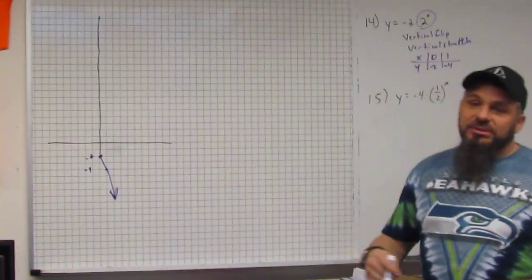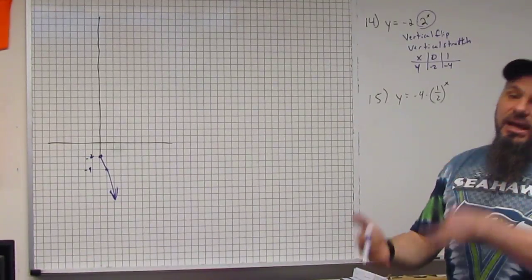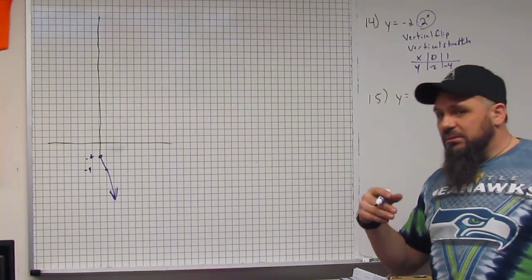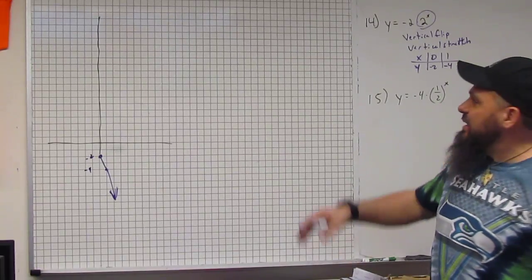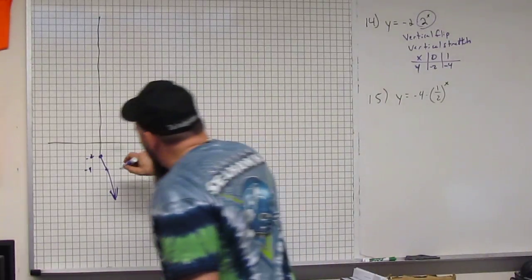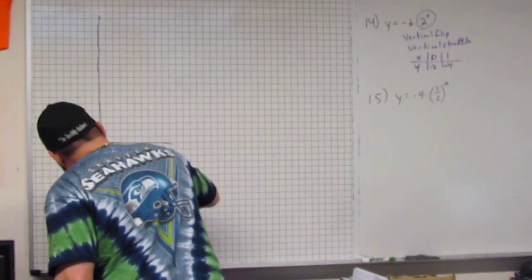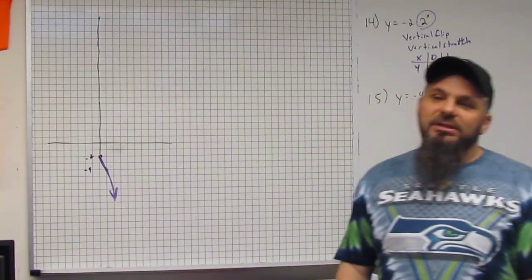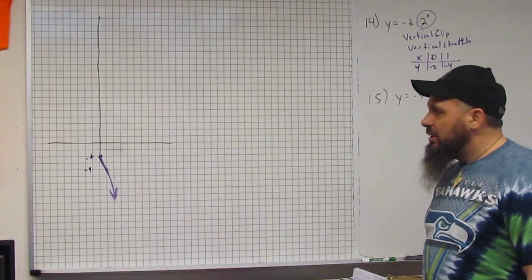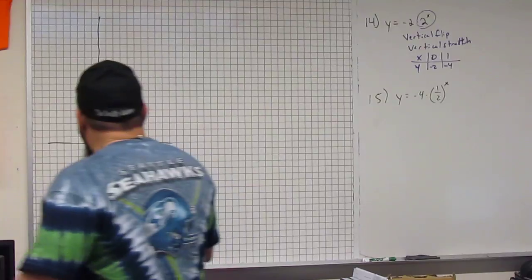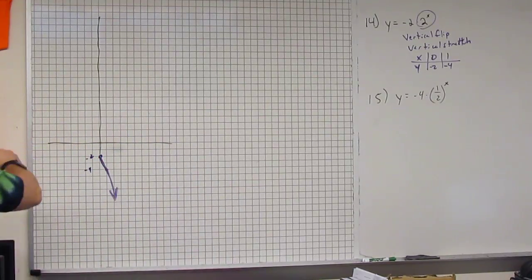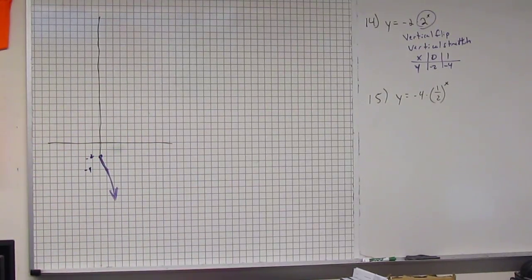Now, when it's 2, it's going to be 4 times negative 2, which is negative 8. And then 8 times 2, which is 16. So it's just going to get really negative, really fast. Right? Which means it's going to be going that way.